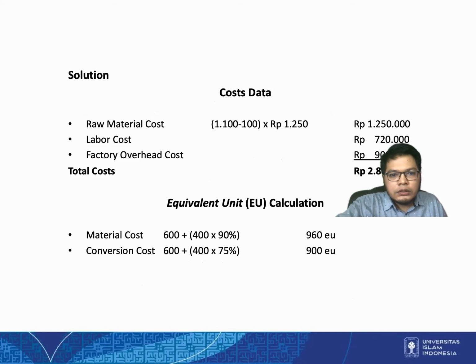So see this, to calculate the equivalent unit, first we have 600 finished goods, and then 400 work in process, with calculation using this percentage. Okay, so the total equivalent unit is like this.